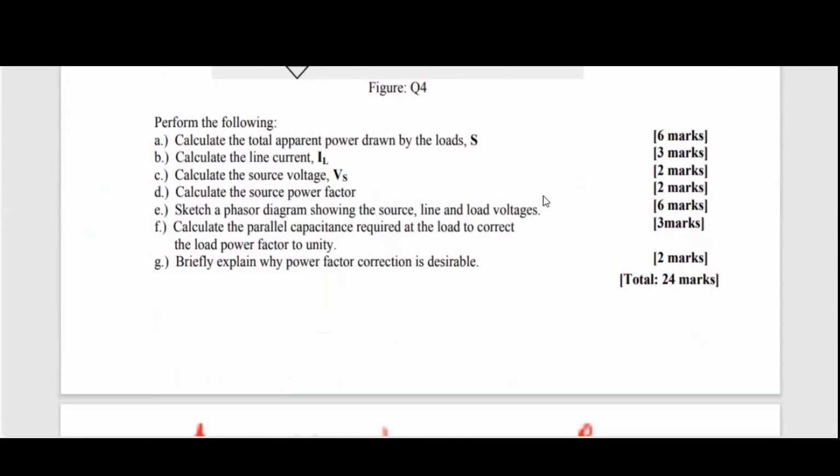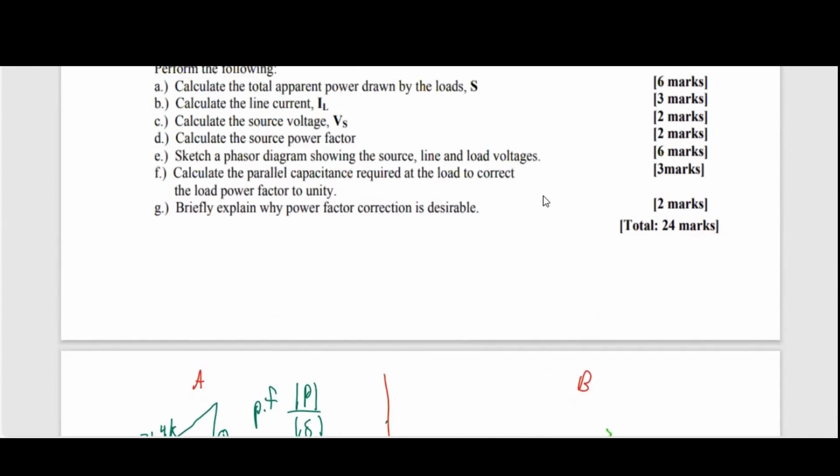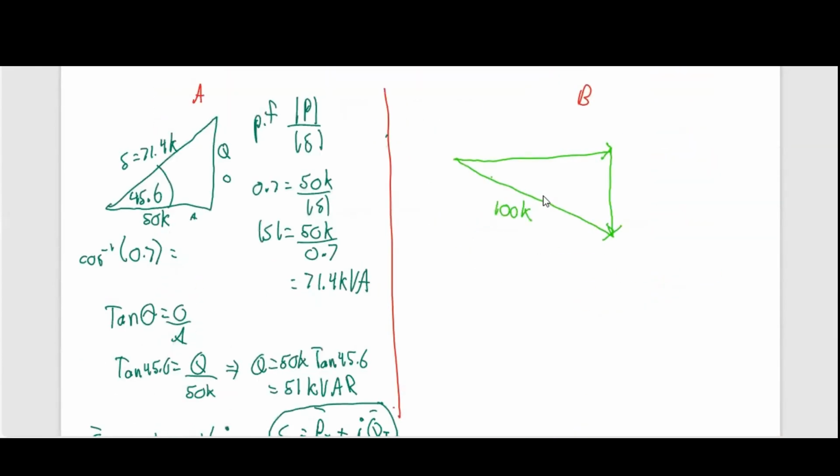So they gave us the S, which is here, 100K. And what else do they give us? They gave us the angle. So let's do this. So this is cos inverse 0.9, right? So cos inverse 0.9 is 25.84. But it's leading, so we add a minus, minus 25.84. Yeah, let's be careful. All right, so we have what we have. So let us draw a little thing.